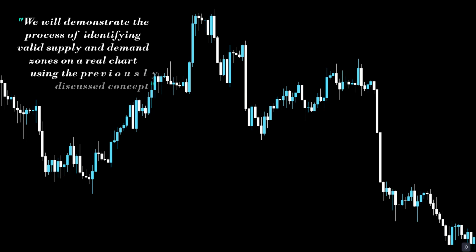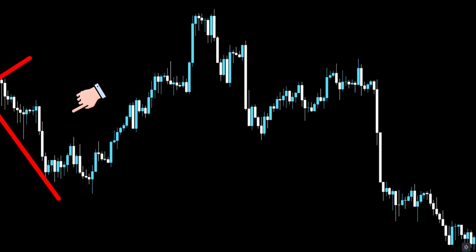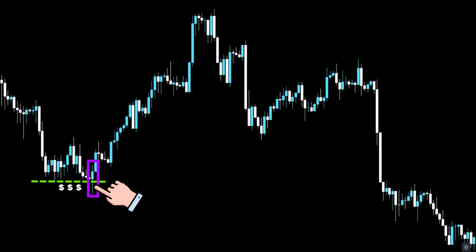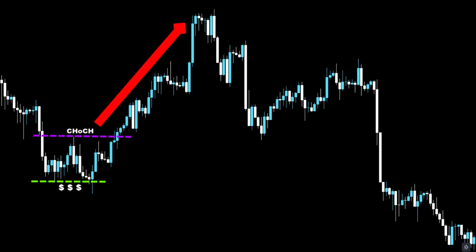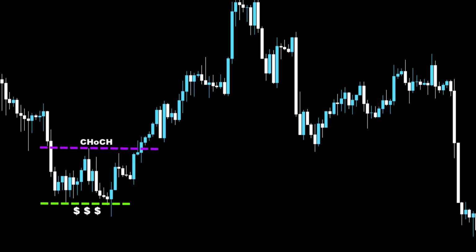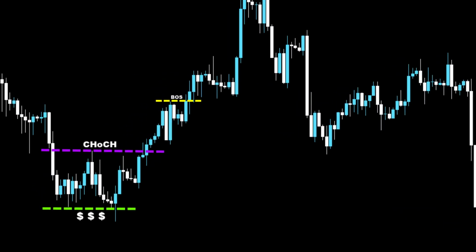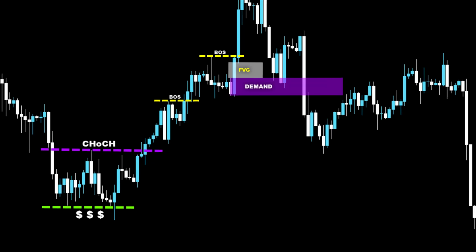Now, here on the chart, you can see that the market was in a short-term downtrend until it collected liquidity around here using this candle's wick. Then the market later formed a change of character here and started spiking up aggressively. But if you look closely, you can see that the price formed a break of structure around here and the price went up again. Another break of structure was formed here with a fair value gap or an inefficiency. And therefore, you could have drawn in a demand zone like this.